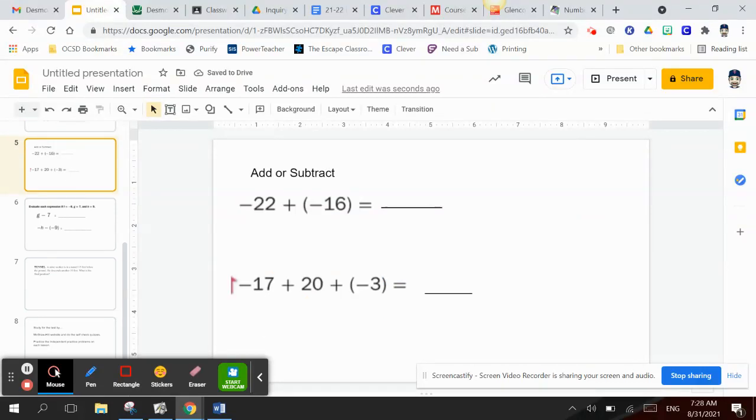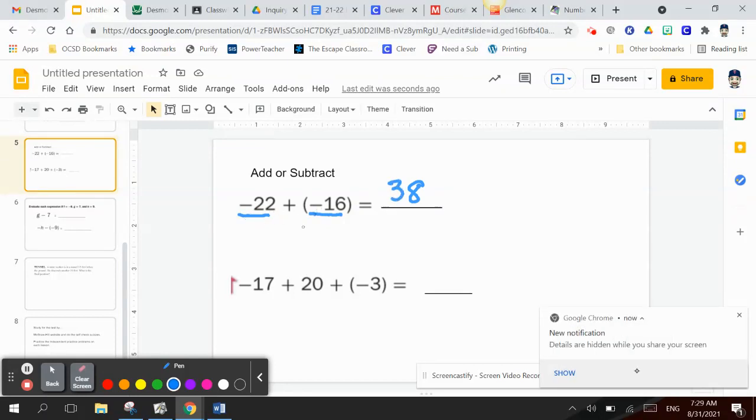So when we add and subtract our positive and negative numbers, we remember that if both numbers have a negative sign, we add those two numbers together. So 22 plus 16, 2 plus 6 is 8. 1 plus 2 is 3. And since they both are negative, the answer is negative. So it's -38.